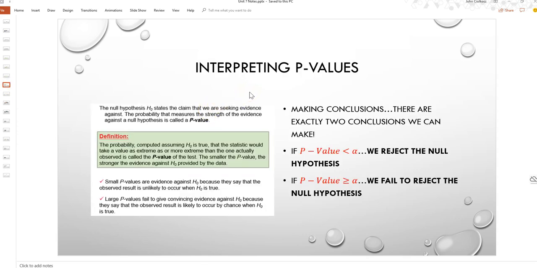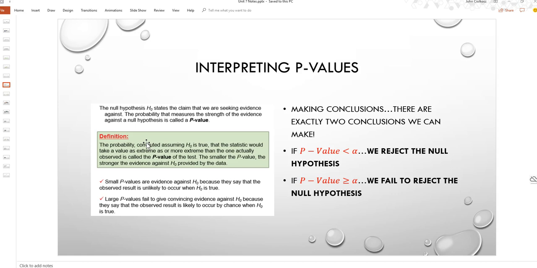Okay. Interpreting p-values. So the p-value is like the outcome of our test here. The null hypothesis states the claim we are seeking evidence against. The probability that measures the strength of the evidence against a null hypothesis is called a p-value. The definition: the probability computed, assuming the null is true, that the statistic would take a value as extreme or more extreme than one actually observed is called the p-value of the test. The smaller the p-value, the stronger the evidence against the null hypothesis provided by the data.